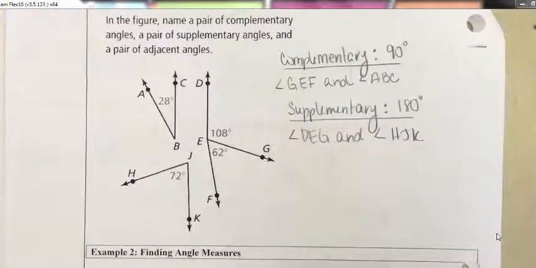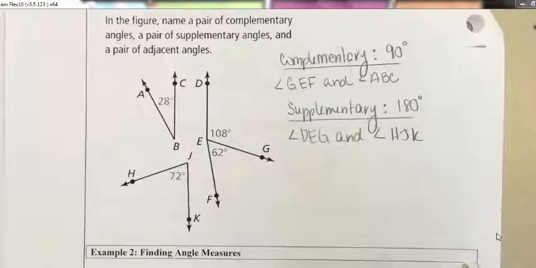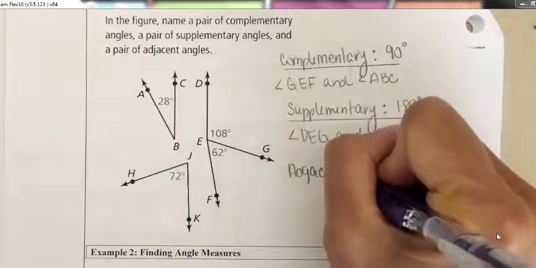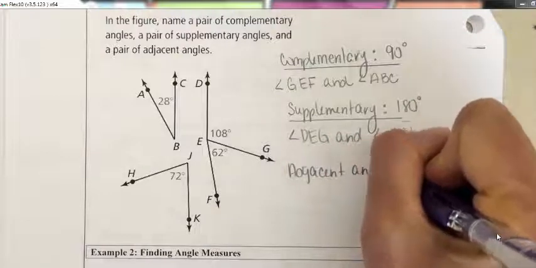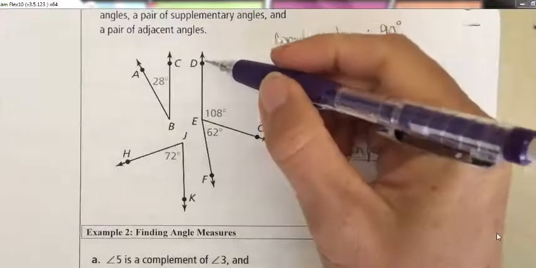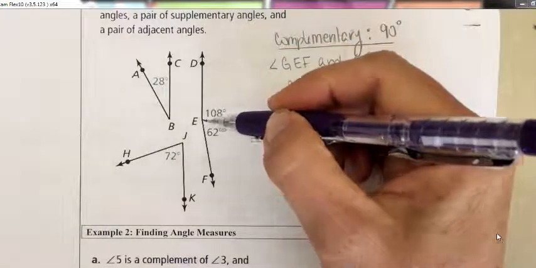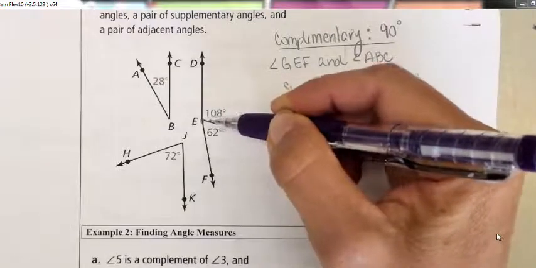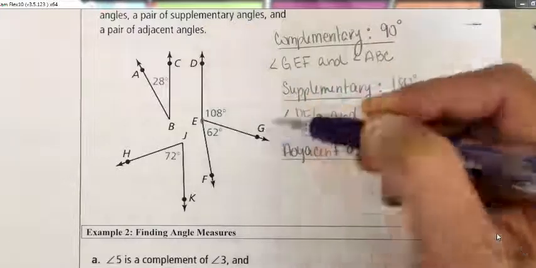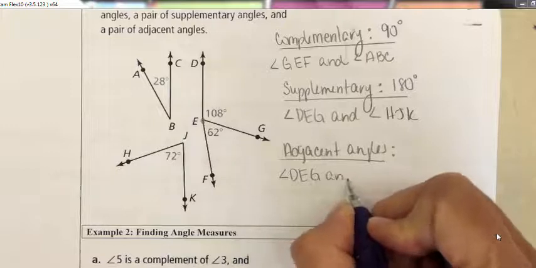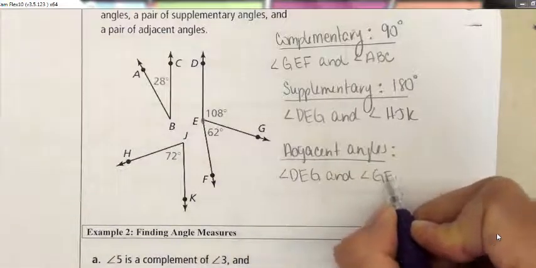And then we need a pair of adjacent angles. So we need a pair of angles that share a common vertex and a common side. So let's see, adjacent angles. Okay, so I only see one pair here, right? These two, DEG and GEF, they share that common vertex of E and that common side ray EG. So we'll do angle DEG and angle GEF.